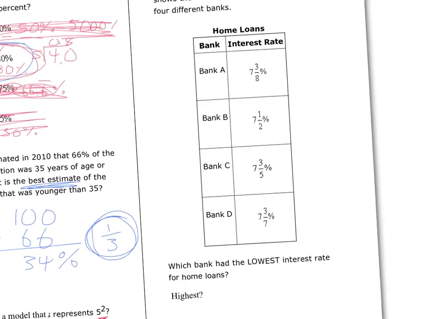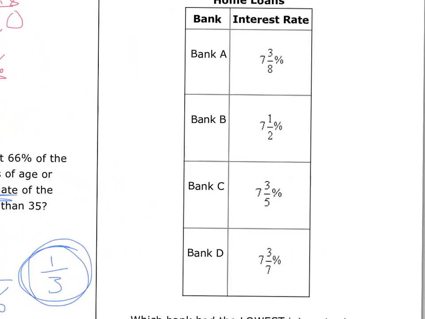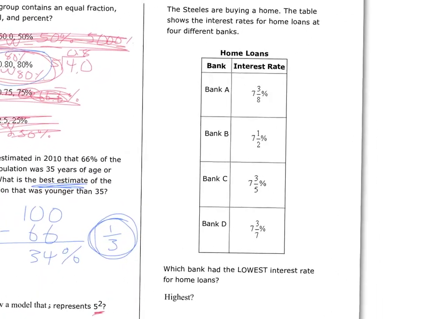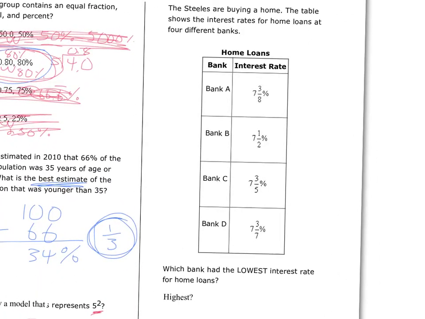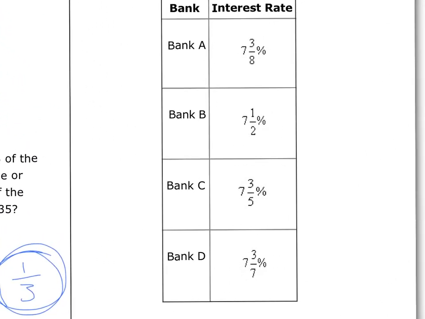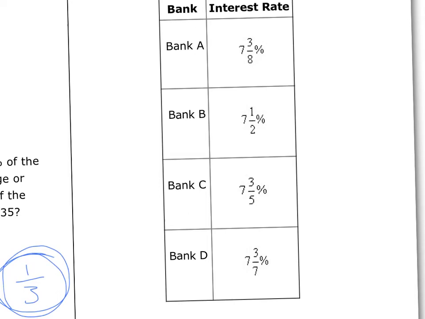On the next one, let's read it first. The Steels are buying a home. The table shows the interest rates for home loans at 4 different banks. Which bank has the lowest interest rate for home loans? Which one has the highest? Looking at these numbers, what do they all have in common? They all have 7 as their whole number. So does 7 help us figure out which is greatest or least? No. It does nothing to helping us compare these, so I'm going to get rid of them.